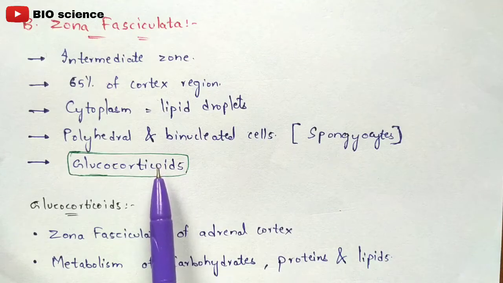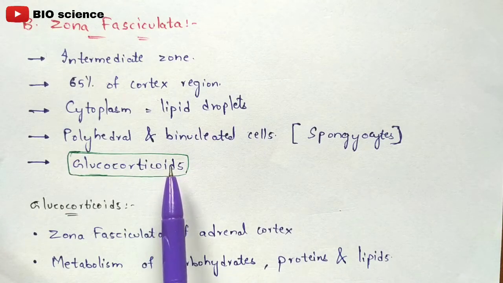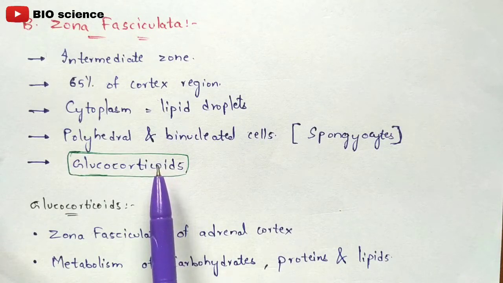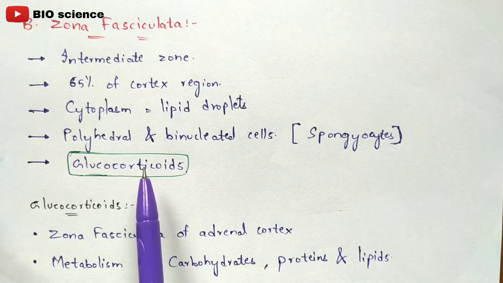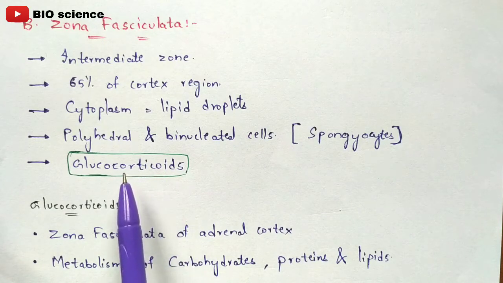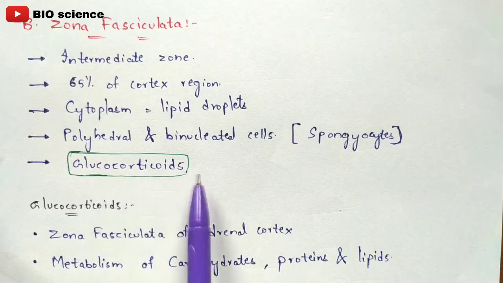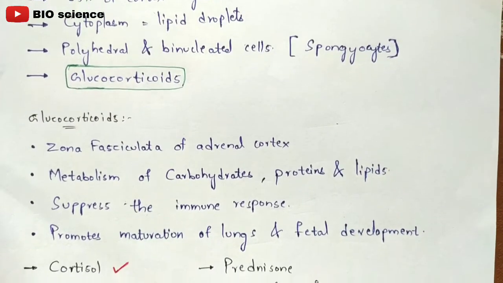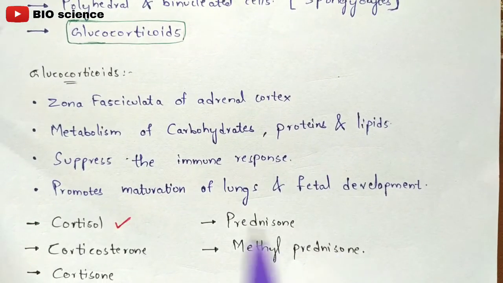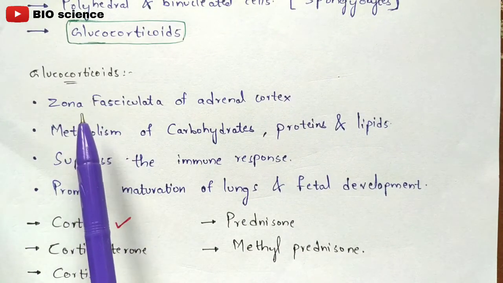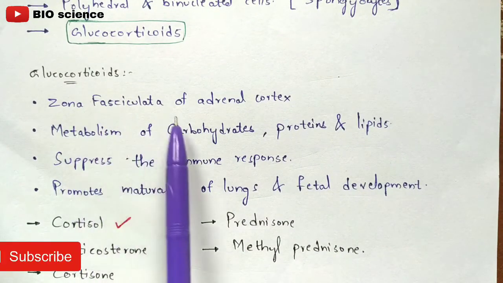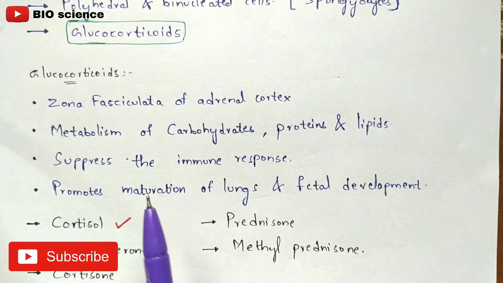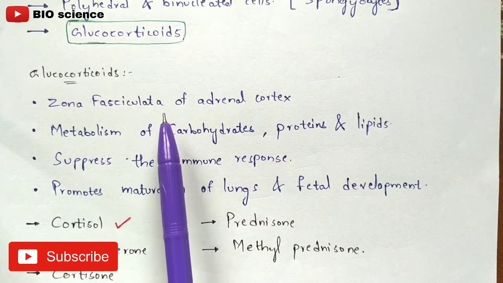So what is the hormone which is secreted by the first layer, zona glomerulosa? Mineralocorticoids. But coming to the second layer, zona fasciculata, the hormones which are secreted are glucocorticoids. Right? So now let us discuss this glucocorticoids in detail. Glucocorticoids are the hormones which are secreted by a zone called zona fasciculata of the adrenal cortex. Right? So this is an MCQ which you have to remember.